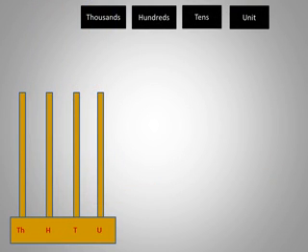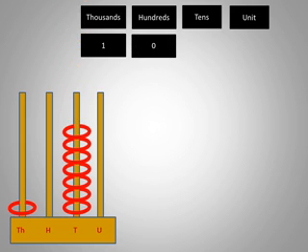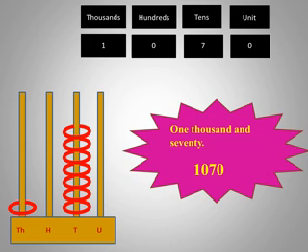Let's count the number of rings in this abacus now. In the thousand spike, we have one ring. So we write 1 in the thousands place. None in the hundreds, so we write 0 in the hundreds place. If we count the rings in the tens spike, we have 1, 2, 3, 4, 5, 6, 7. So we write 7 in the tens place. And in the units spike, we have none, so we write 0. What number do we get here? Correct. It is 1070.